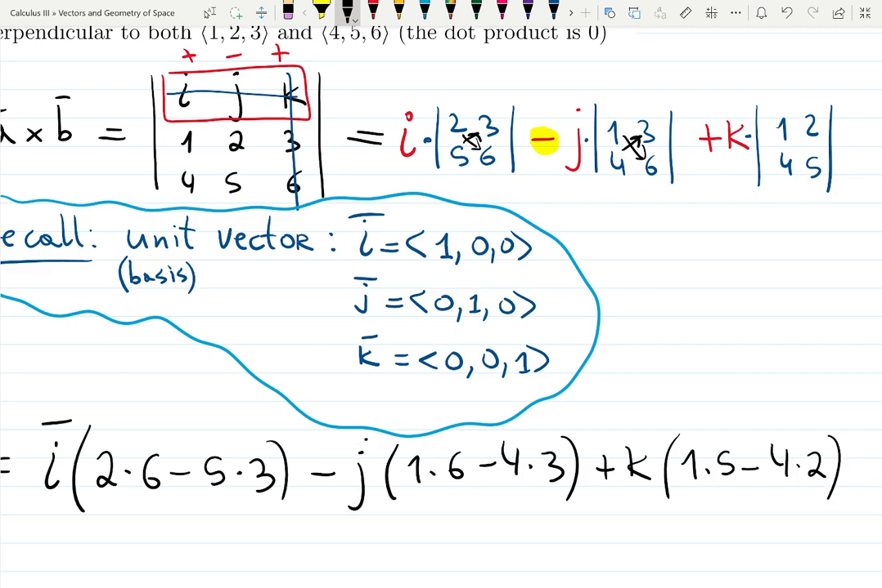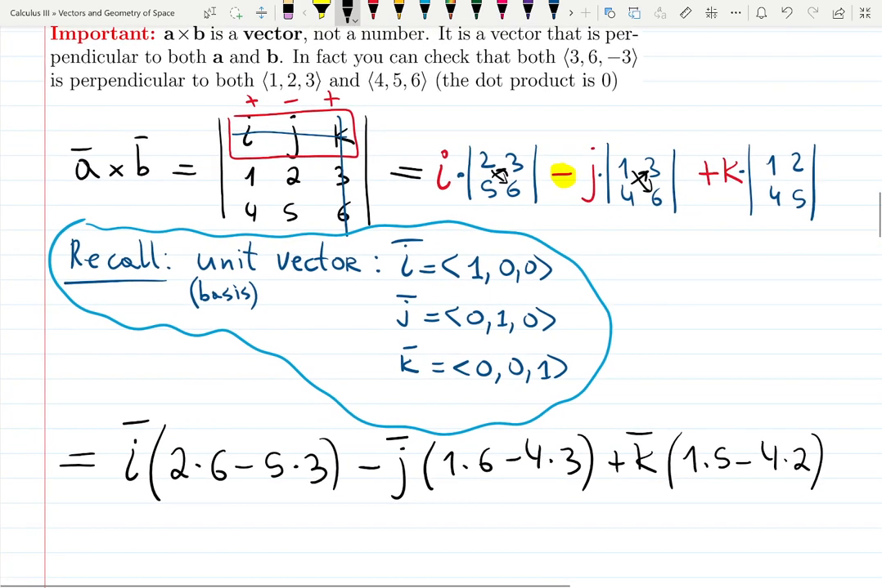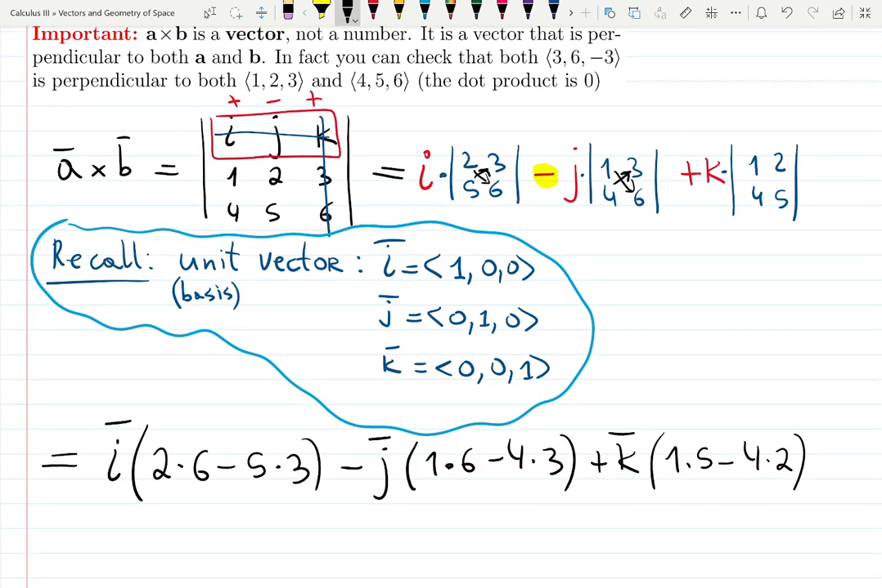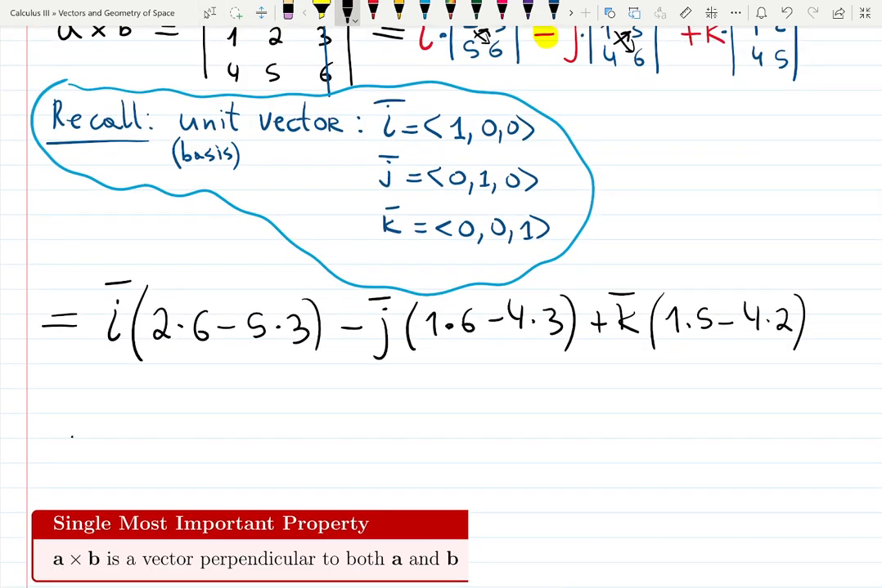I, J, and K are vectors, while the things inside are numbers. Numbers times vectors give you vectors, and that's why the answer is a vector. The answer should be a vector. If on the exam I'm grading and the answer is like 55, I'm like, no, that's a cross product, it should be a vector. So that's how I know you messed up.